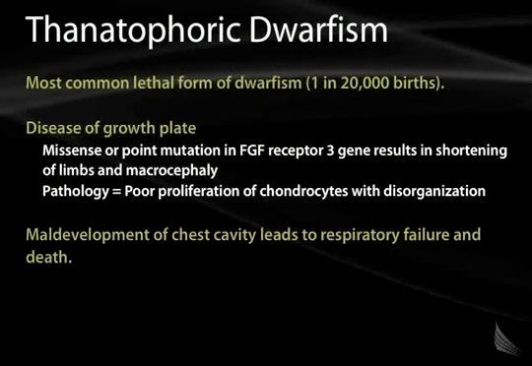Thanatophoric dwarfism is the most common lethal form of dwarfism, occurring in approximately 1 out of every 20,000 births. Again, similar to achondroplasia, it is a disease of the growth plate. Here again, due to a missense or point mutation in fibroblast growth factor receptor 3, this results in a shortening of the limbs and macrocephaly.